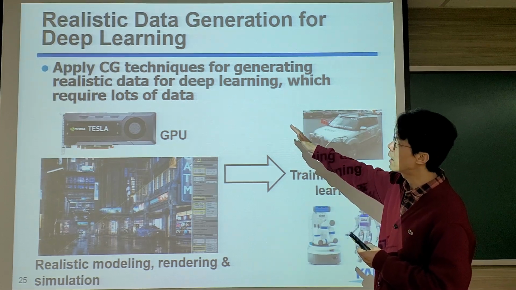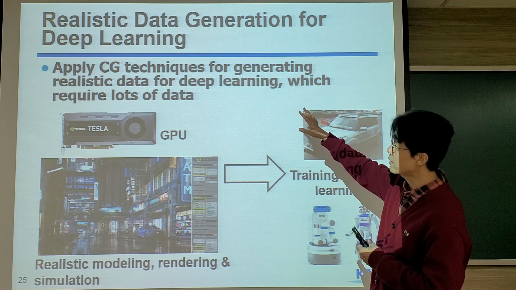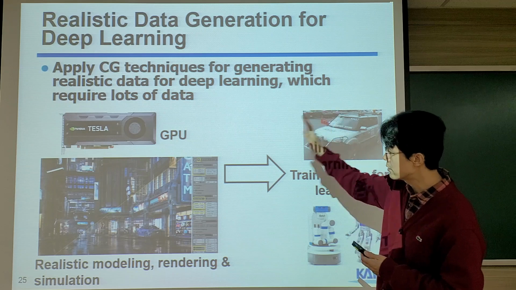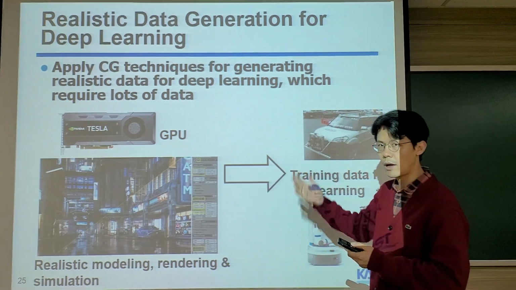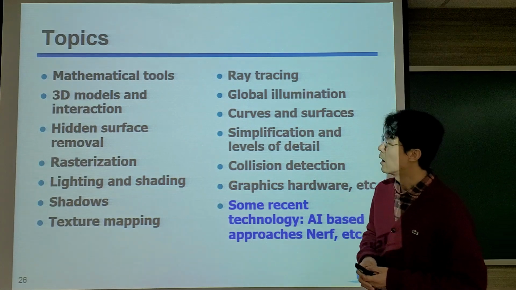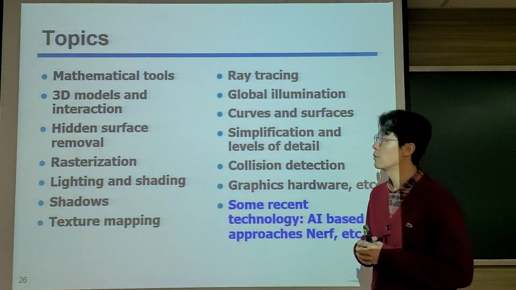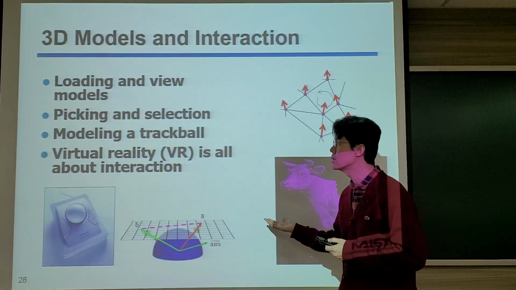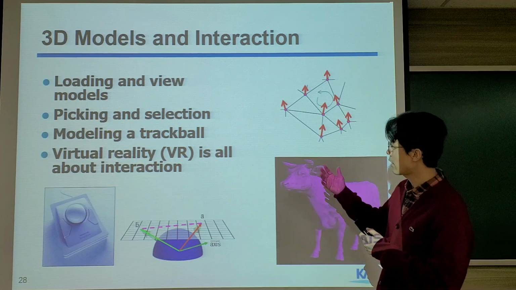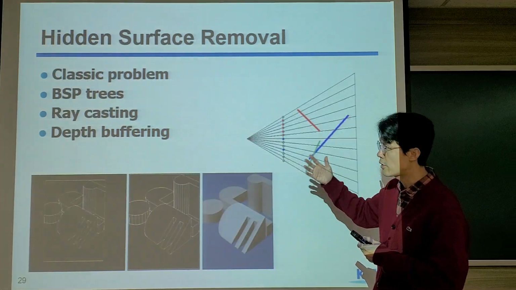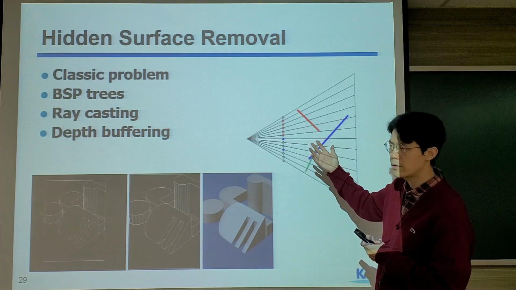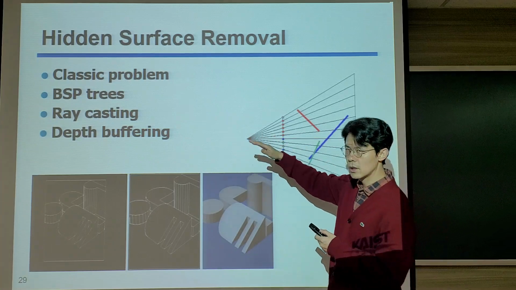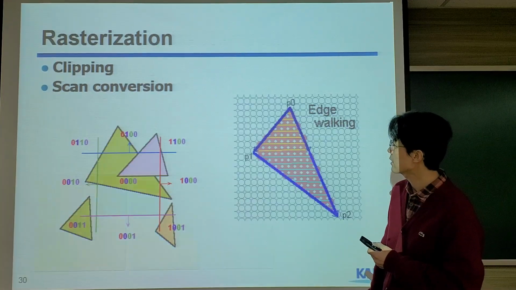So I'd like to point out that computer graphics is not just for graphics applications, but also for recent AI techniques. We also use CG techniques, and obviously the GPU, a lot. There are lots of topics. We will talk about some of the basic mathematical tools, some of the basic modeling and interaction techniques, and how we can generate images from these models. We'll talk about rasterization, depth buffering, and then move on to ray tracing and ray casting techniques.